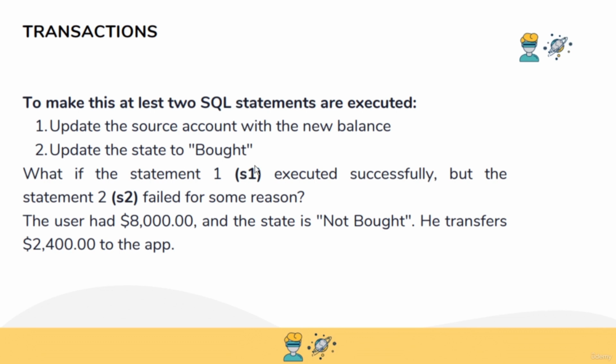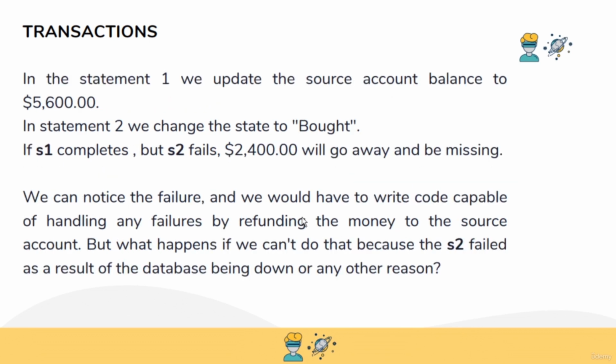What if statement 1 executed successfully, but statement 2 failed for some reason? The user had $8,000 and the state is not bought. He transfers $2,400 to the app. In statement 1, we update the source account balance to $5,600 since it's the result of 8,000 minus 2,400. In statement 2, we change the state to bought. If statement 1 completes but statement 2 fails, $2,400 will go away and be missing.